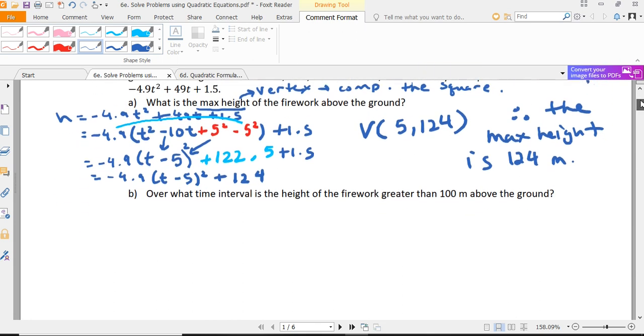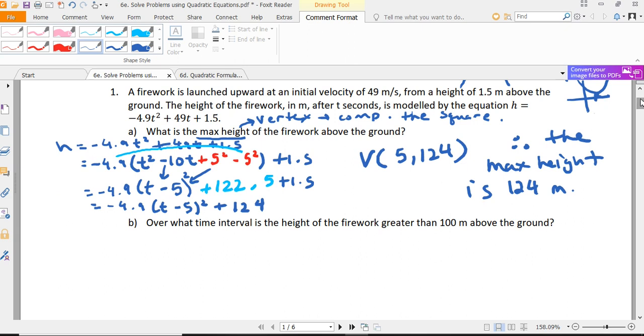This next question is tricky. It stumps most students because of the wording. So let's make sense of this. When in doubt, draw a picture. Over what time interval is the height of the firework greater than 100 meters above the ground? Well, we know the highest point of this firework is going to be 124.